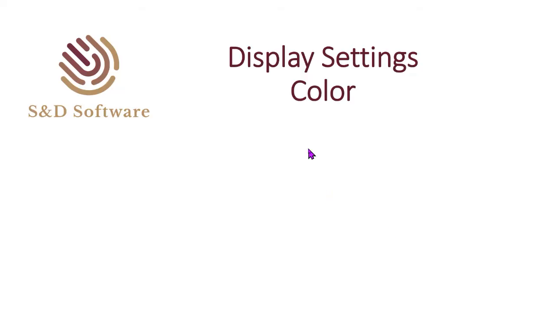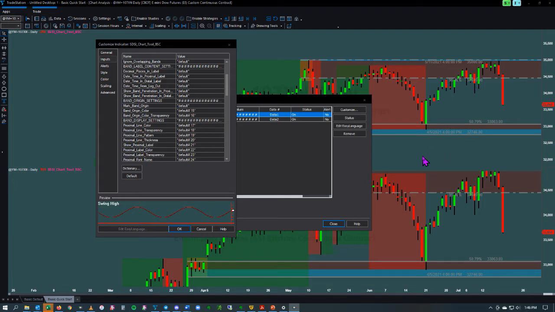In this section, we're going to talk about different display settings. The first one we're going to discuss is color. You have the ability to change color in a lot of different areas. You can change the color of the bull and bear boxes. You can change the color of the lines and the text on the bands. There's a zone origin, which we haven't talked about yet, but you can also change the color of that as well. So let me show you where that's located.